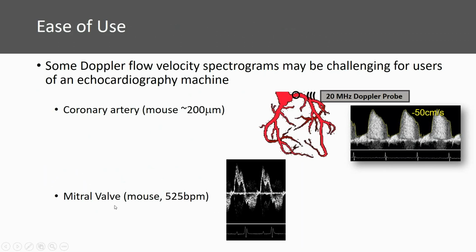Also, obtaining a nice mitral valve spectrogram on a mouse is very easy using the small Doppler probes that we've discussed before. Here's an example showing both the E and the A peaks from a mouse, and here the heart rate of the mouse was actually 525 beats per minute. So again, we're able to separate the E and the A peaks quite nicely using the system.